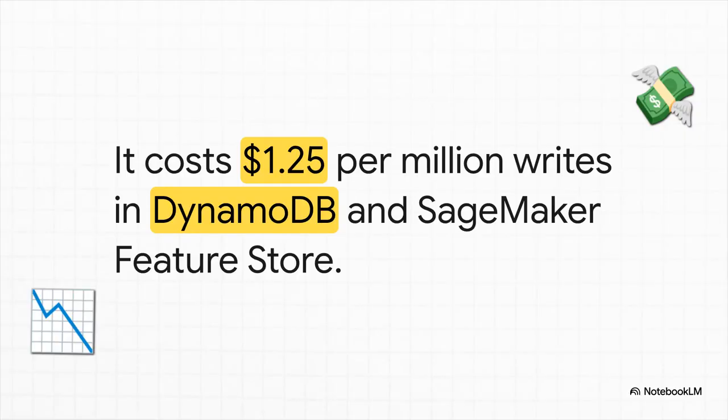And keep in mind, even the tiny fractions really matter. Look at this rate. $1.25 per million writes in DynamoDB or the SageMaker feature store. I mean, that sounds incredibly cheap, right? But if an engineer runs a load test that quietly spikes usage in the background, millions of writes can happen in a matter of minutes. And those $1.25 charges, yeah, they will pile up instantly.